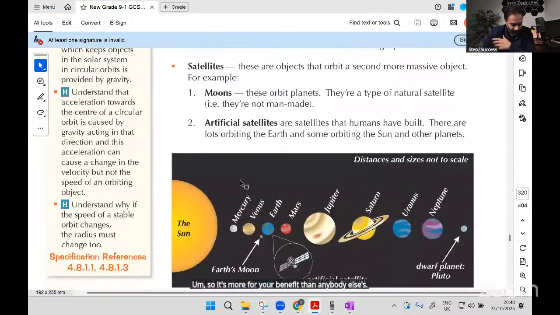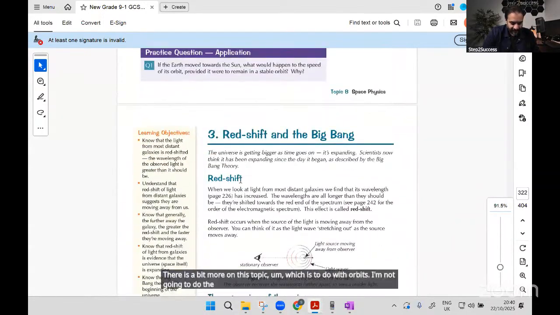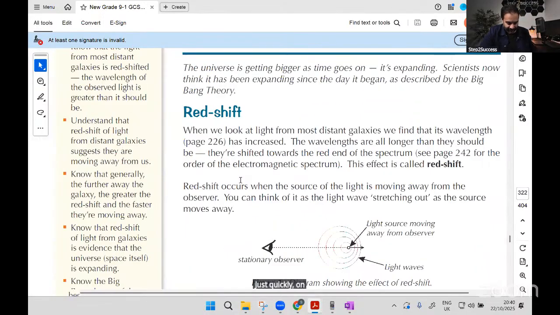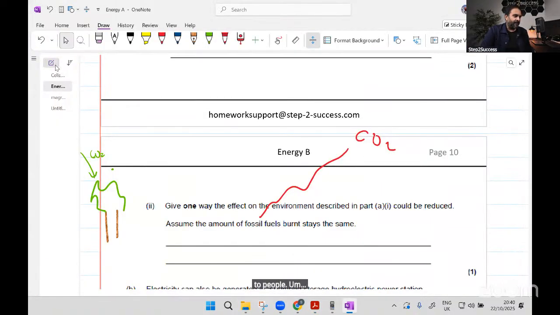There is a bit more on this topic, which is to do with orbits. I'm not going to do the orbits bit. Just quickly on redshift, I just need to explain redshift to people, in case you are interested.